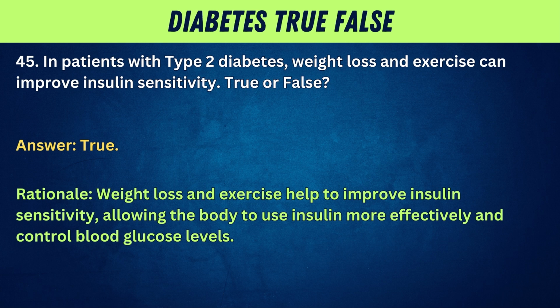45. In patients with type 2 diabetes, weight loss and exercise can improve insulin sensitivity. True or false? Answer: true. Rationale: weight loss and exercise help to improve insulin sensitivity, allowing the body to use insulin more effectively and control blood glucose levels.